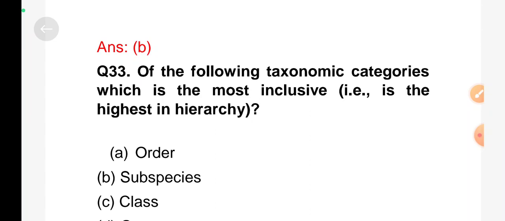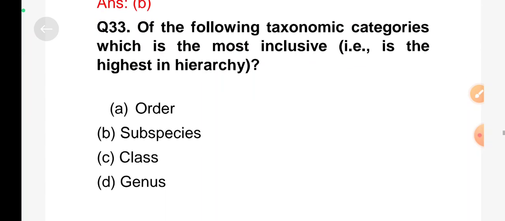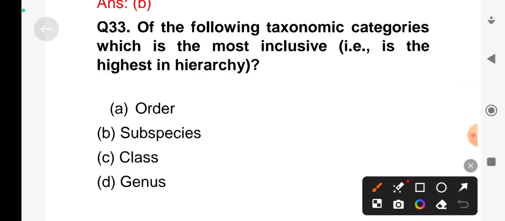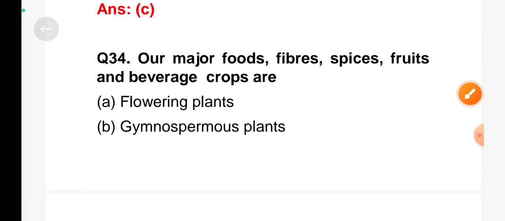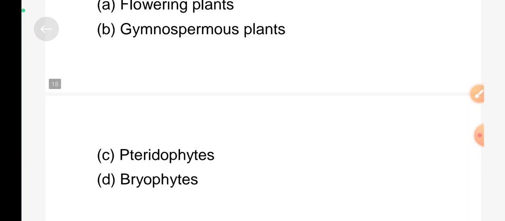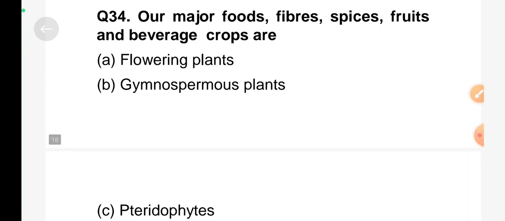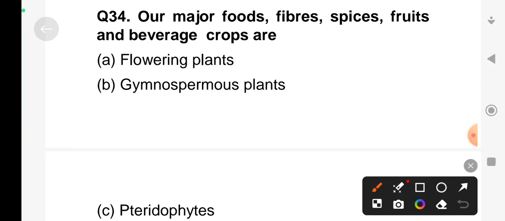Of the following taxonomic categories, which is the most inclusive, the highest in hierarchy? Option A order, option B subspecies, option C class, option D genus. Right answer is option C, class. Our major food, fiber, spice, fruit and beverage crops are option A flowering plants, option B gymnospermous plants, option C pteridophytes, option D bryophytes. Right answer is option A, flowering plants.